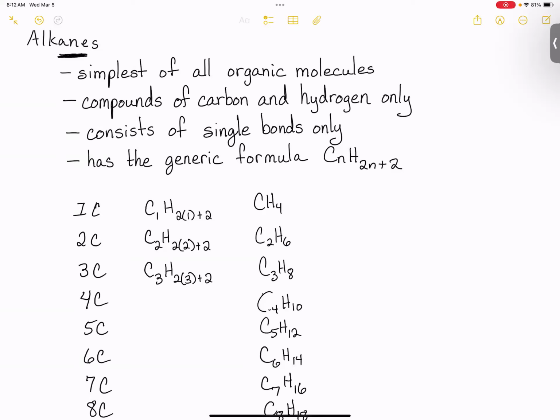Now, the first 4 you're just going to have to know, but they are important. CH4 is called methane. Methane is the gas that is given off by a variety of things, but one of them is going to be flatulence of animals. C2H6 is called ethane.